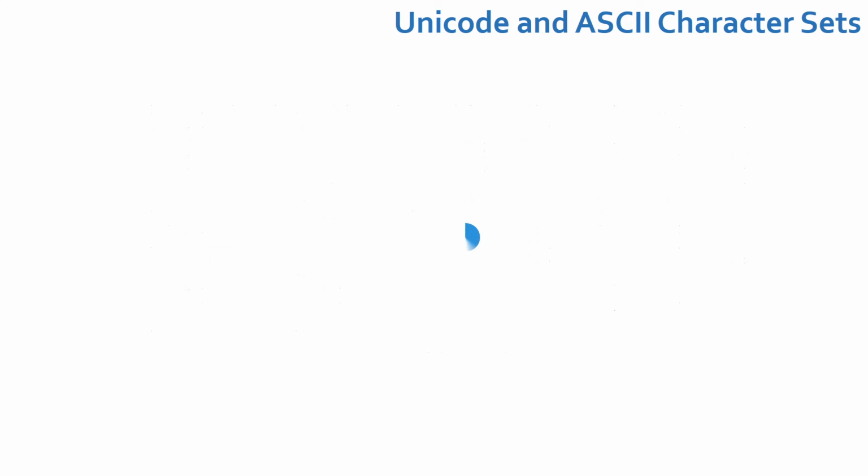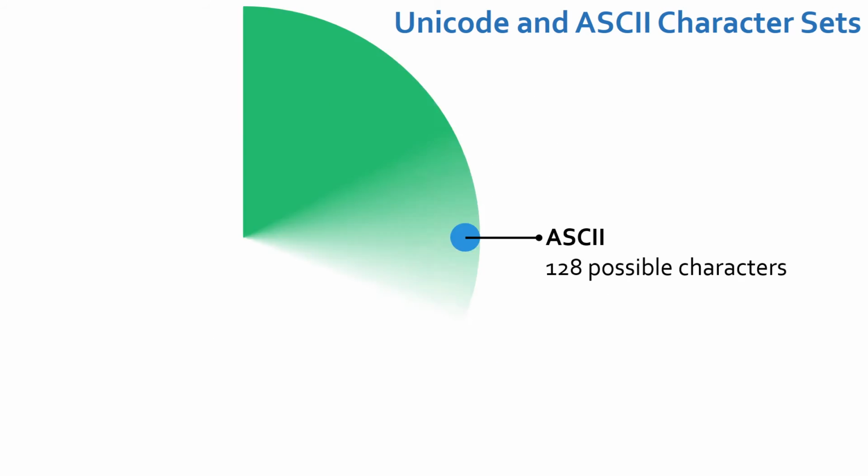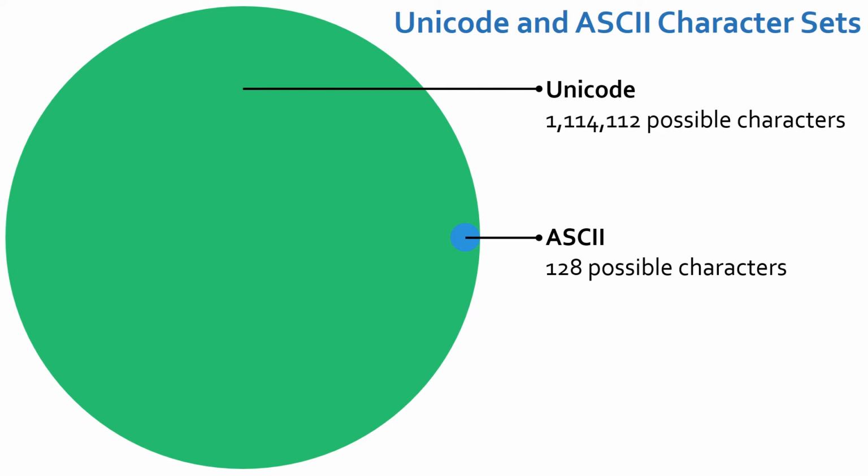ASCII is the English language subset of Unicode, meaning that all of ASCII exists within Unicode. For more on Unicode, click here or follow the link in the description.